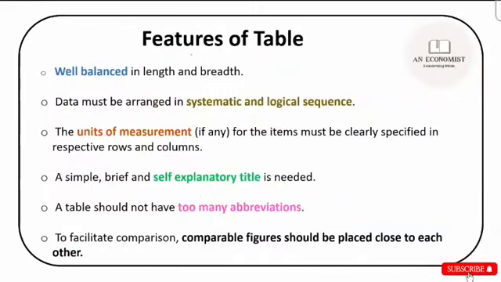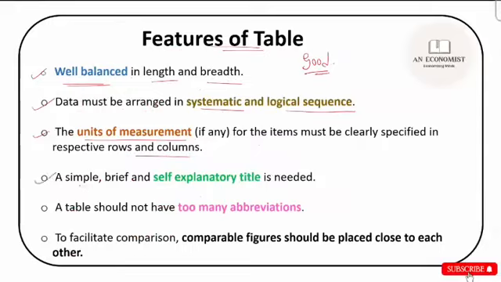Now let us quickly see the features of a table. For considering it to be a good table, you should have all these features. That it has to be well balanced in length and breadth. It's not that the length of the table is massive but the breadth is very small. So it should not be the case. It should be a well balanced table in length and breadth. Data must be arranged in a systematic and logical sequence. The units of measurement, if any, have to be clearly specified in the respective rows and columns in the stub part or in the caption part.